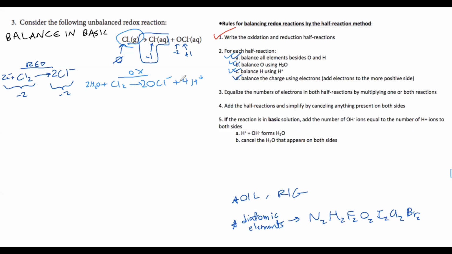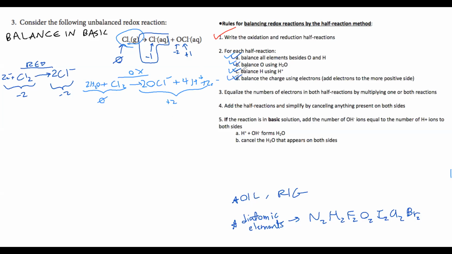All right, cool. And now we want to balance the charge using our electrons, right? So right now this side has a charge of 0. In this side, we have 4 positives from H+, 2 minuses from this ion here. So +2, we want to balance it out, and we can only add electrons, so we have to add 2 electrons here.